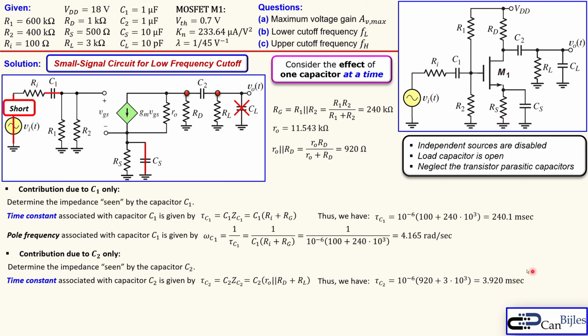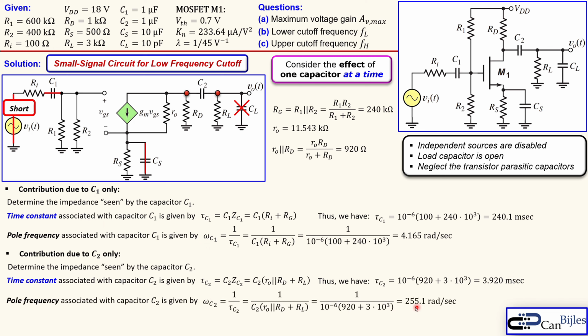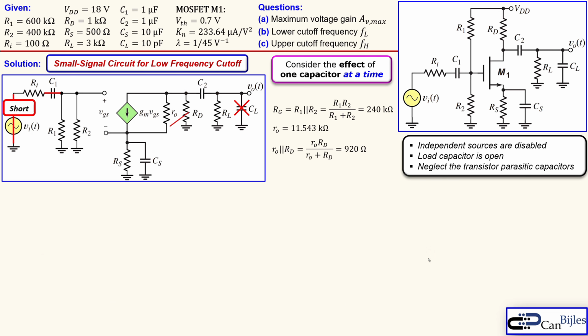So probably this is also much more dominant in the time constant because of Cu1 only. The pole frequency associated with that one is now calculated as 255.1 radians per second. You see that it is much larger than the 4.165. Okay. The next part is about the CS, and that is, let's say, the lengthiest part in this example.